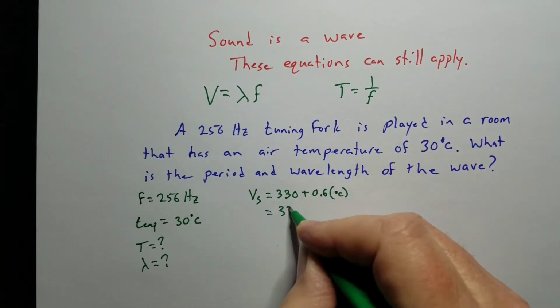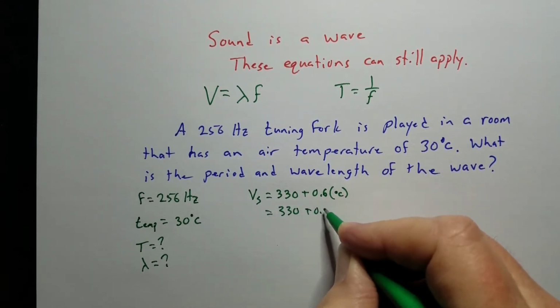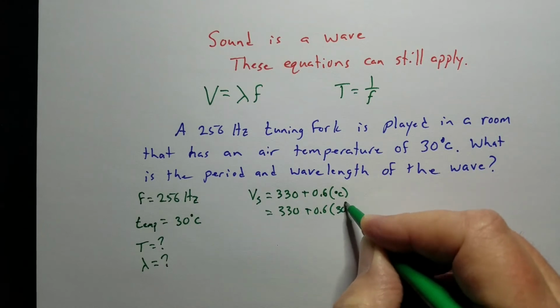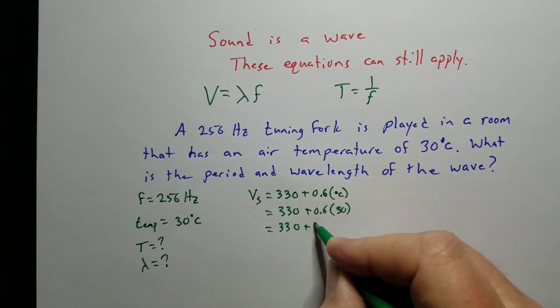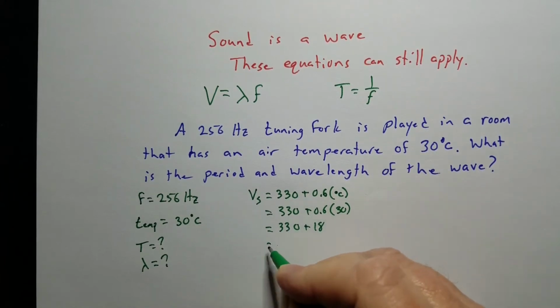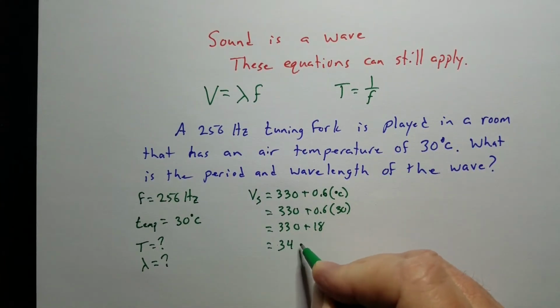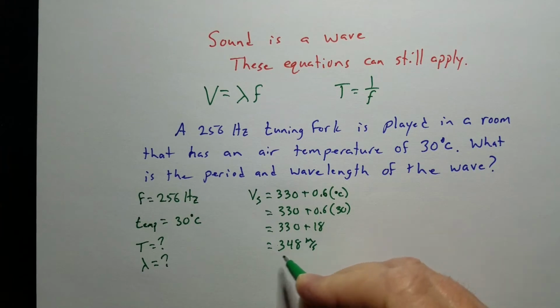So it'll be 330 plus 0.6 times 30. This is just like the last equation. And we still get 348 meters per second is the speed of sound at that temperature.